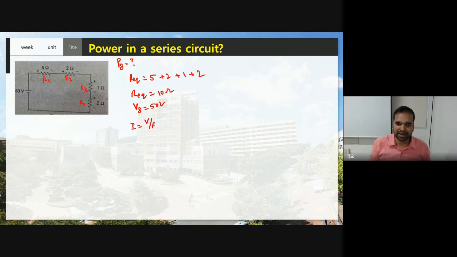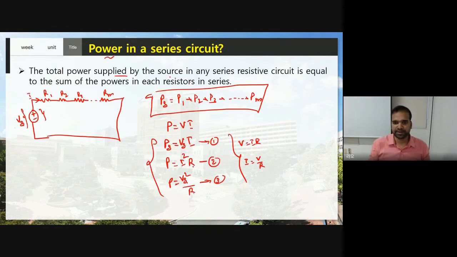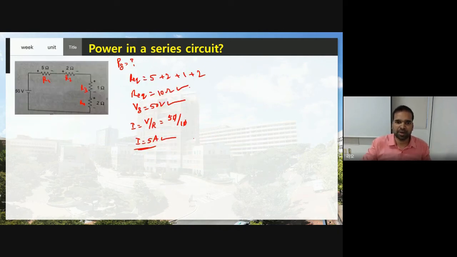V by R. So what is V? 50 by R, which means 10. So therefore, current I equals what? 5 ampere. Now see here, you know the current flowing in this resistor, and you know the source voltage, and you know the R equivalent. Then you have different formulas here: Ps equals Vs times I.